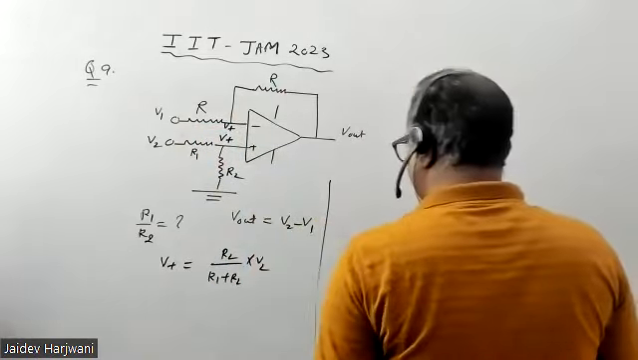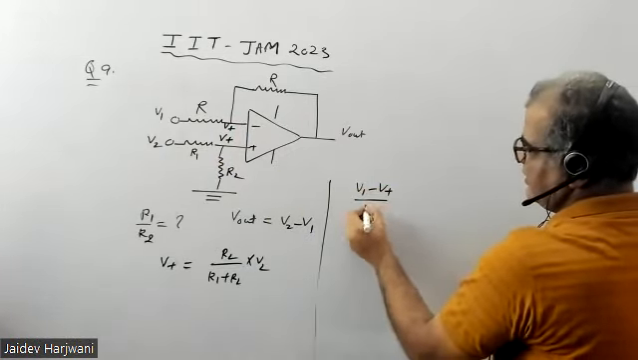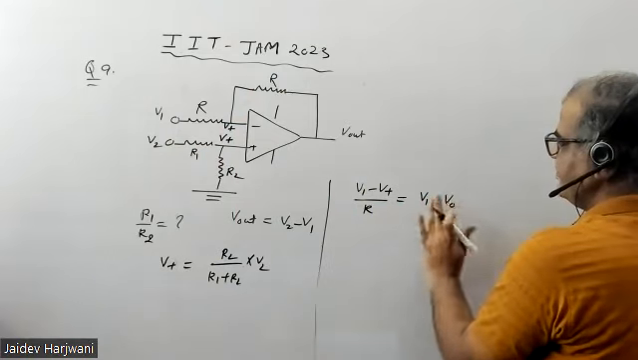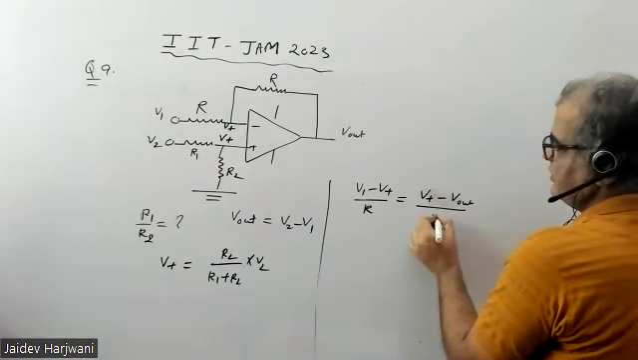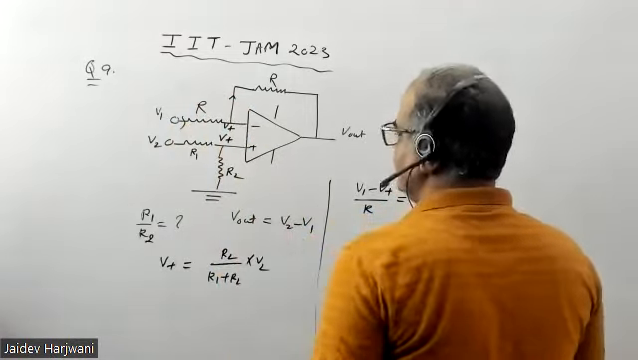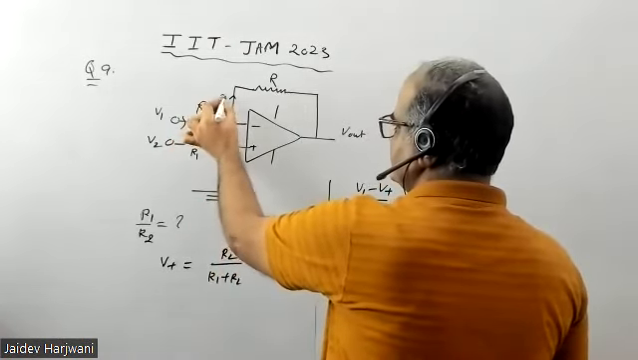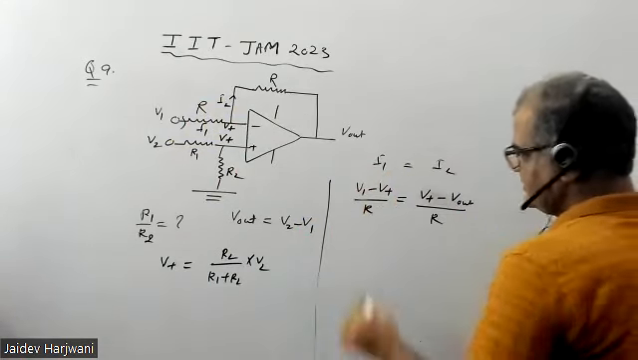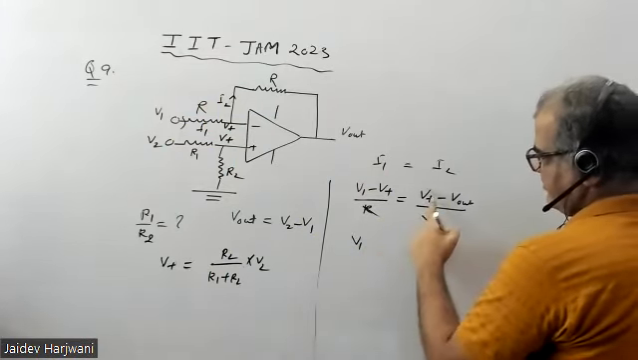And if I now apply KCL, I can write (V1 minus V plus) upon R is equal to (V plus minus V output) divided by R. Okay, because no current is going into the negative terminal of the op-amp. So whatever current is coming from here, that's I1, will be equal to this current I2. So I can write like this. So R and R cancel. Now I have V1 minus V plus, I can take this V plus to the left side.